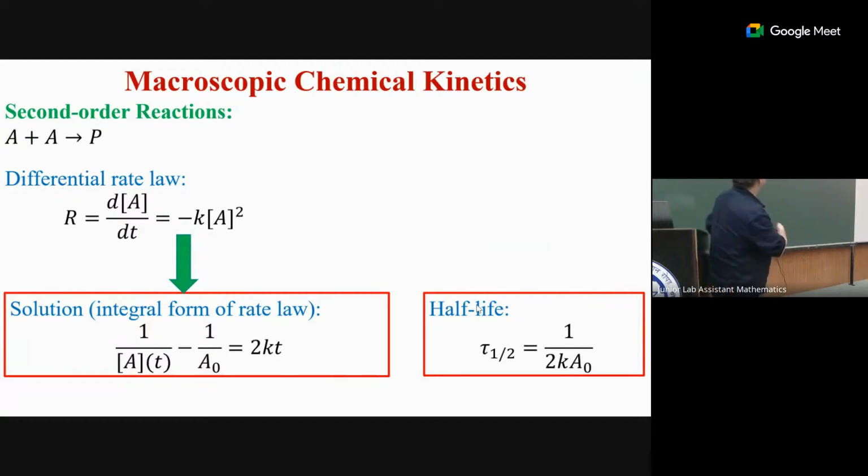For example, a second order reaction. Suppose A plus A, two molecules, collide and you create another product B. Again, you can do the same way and solve it. The power will be here too, that's why it's a second order reaction. This is the solution, and you can define a half-life, the time over which the concentration goes to 50%, given by this expression. Please note, importantly, here there is dependence on initial concentration.